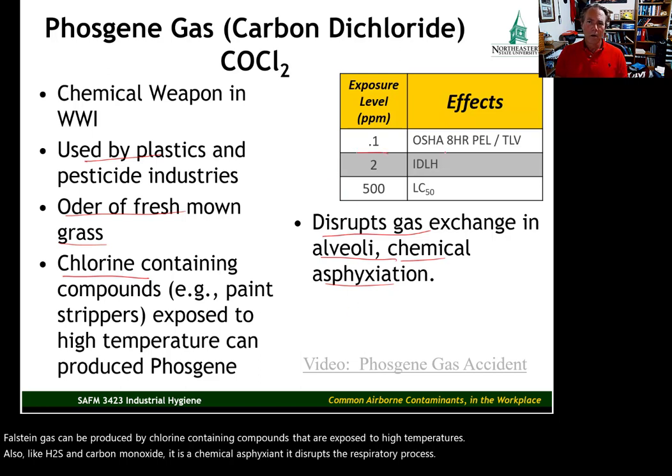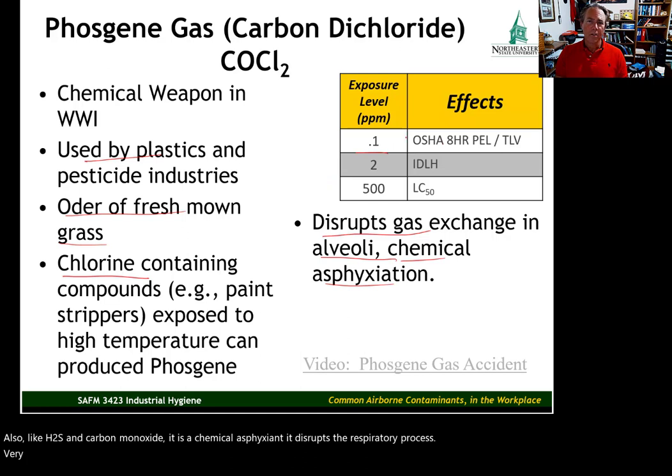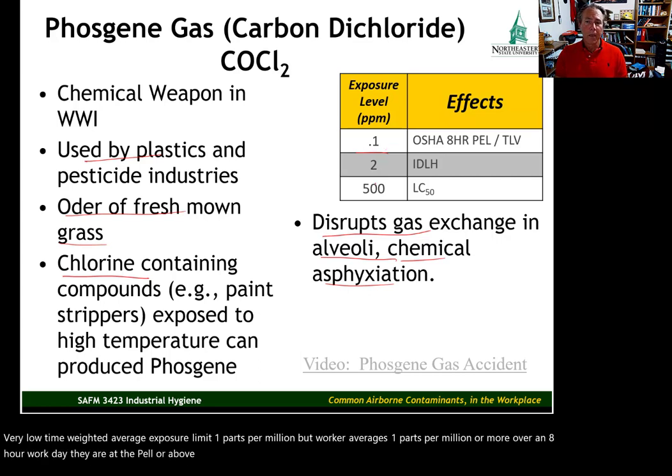Very low time-weighted average exposure limit, 0.1 parts per million. If a worker averages 0.1 parts per million or more over an 8-hour workday, they are at the PEL, or above the PEL if they're over 0.1. The immediately dangerous to life and health threshold is 2 parts per million. 500 parts per million, that's going to kill 50% of lab animals in laboratory studies.